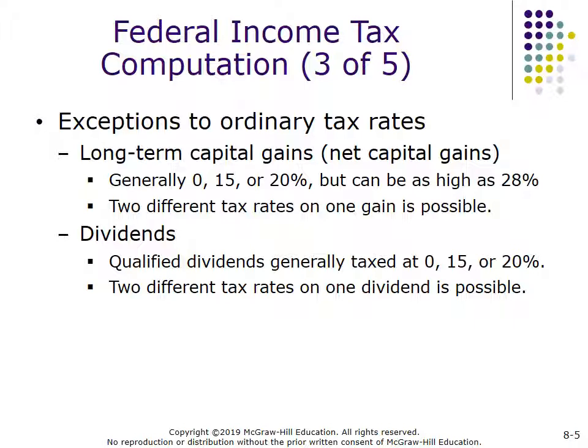Exceptions. Now remember, if you have special preferenced items, they may be taxed at lower rates, such as long-term capital gains. Generally, your tax rate will be 0, 15, or 20%, depending on your normal tax rate. Dividends. Qualified dividends are also generally taxed at 0, 15, or 20%. Remember, we looked at this back in our investment chapter on when to use whatever rates, but just to refresh your memory.